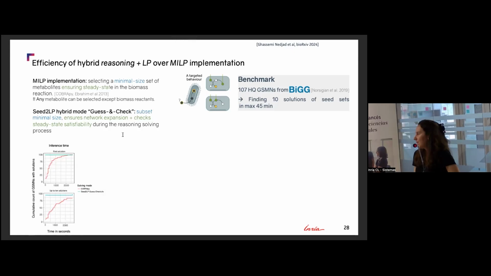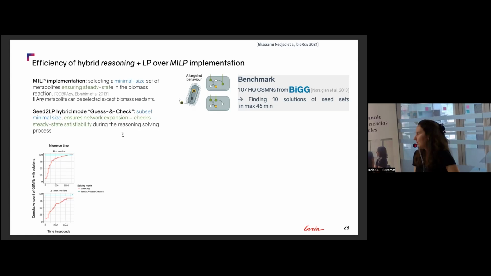And the first observation was that actually reasoning really helps to get solutions fast. Getting one solution we can do very fast, but the MILP implementation also can do it before the timeout. And actually, our tool times out for a few networks. But then if you want more than one solution, which is likely to be the case when you work with biologists, there is no reason that the first solution that the program gives is a biologically relevant solution. Could be the second, could be the 10th, could be 1,000 later.